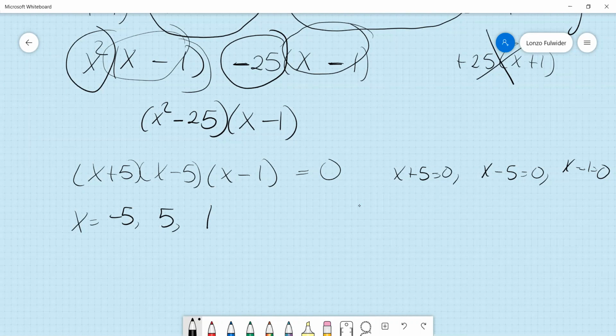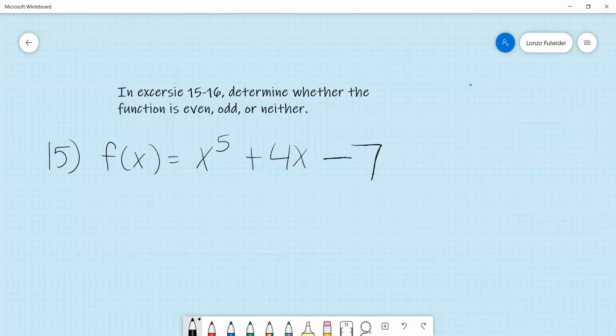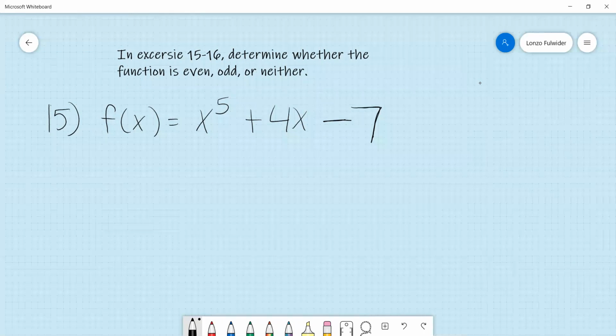The last two problems are pretty simple. I'll show you how. In exercises 15 and 16, determine whether the function is even, odd, or neither. There is a shortcut to doing this. I know there's a rule where your teacher probably says if you plug in a negative and your outcome is a positive, it's even. But I don't want to do that because that takes way too long. There's a simple shortcut.